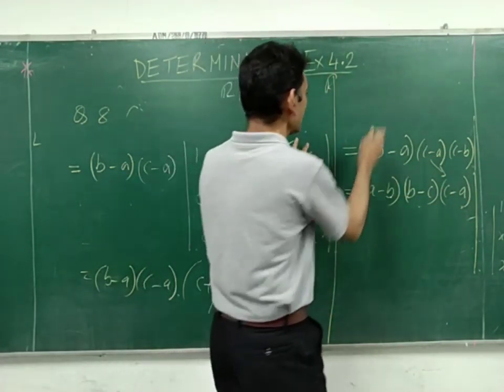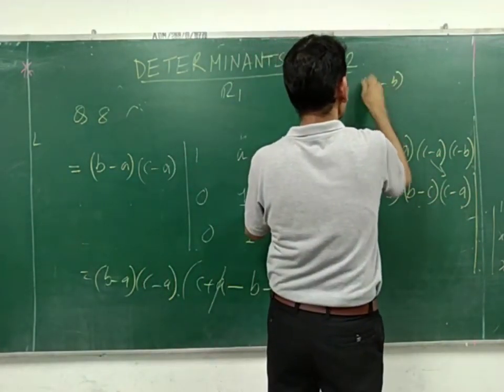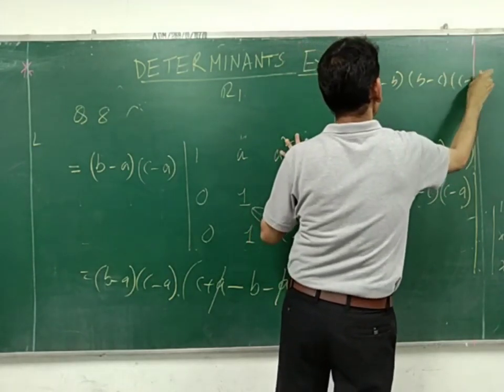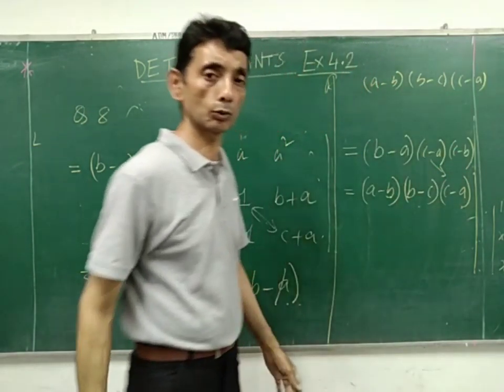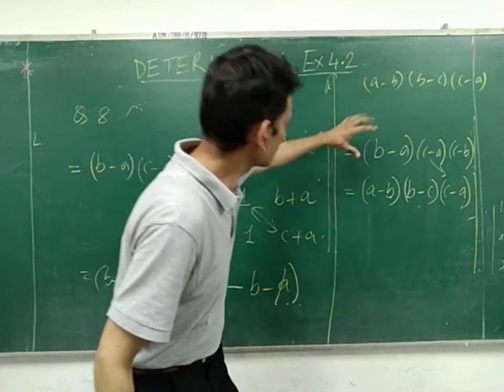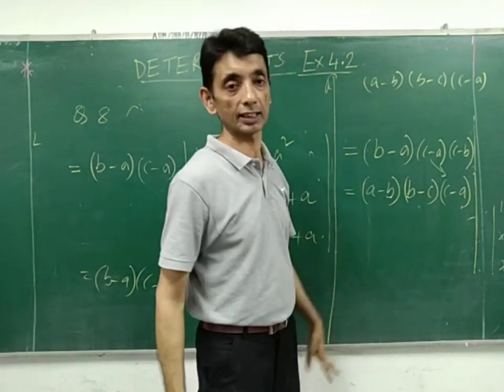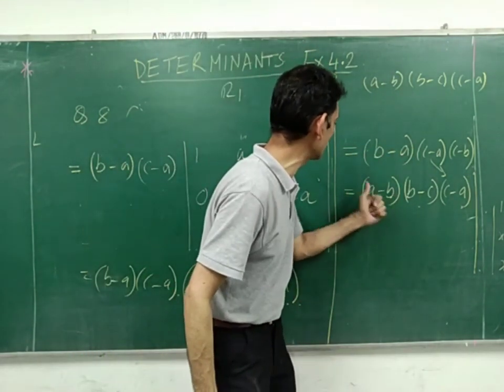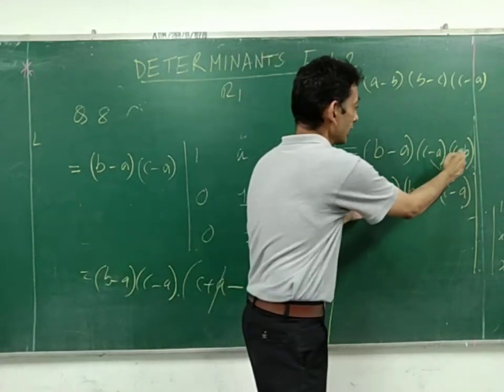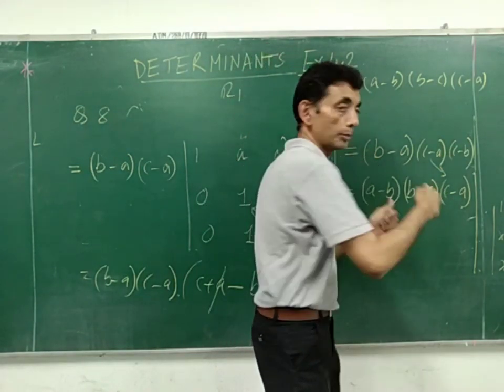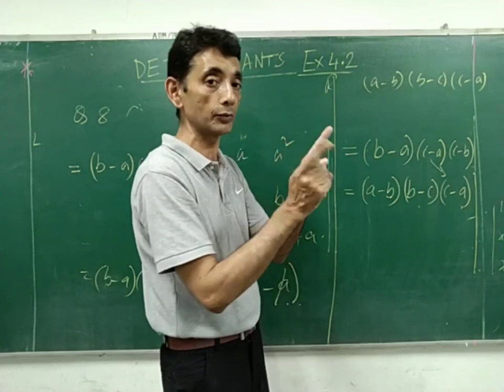Generally it's given in the form of A minus B, B minus C, C minus A. So these terms are quite natural, it will come like that. Now what? See, B minus A cannot be written as A minus B. The moment I write A minus B, there will be a minus sign. And C minus B, the moment I write B minus C, there will be another minus sign. So both the minus signs, if you multiply, it will be plus.